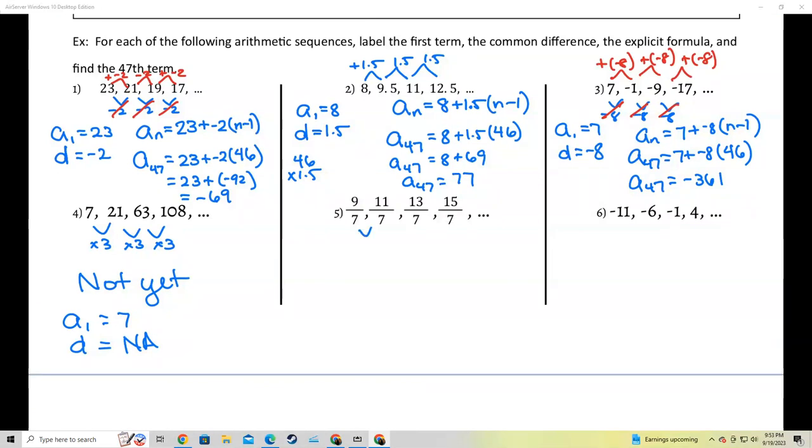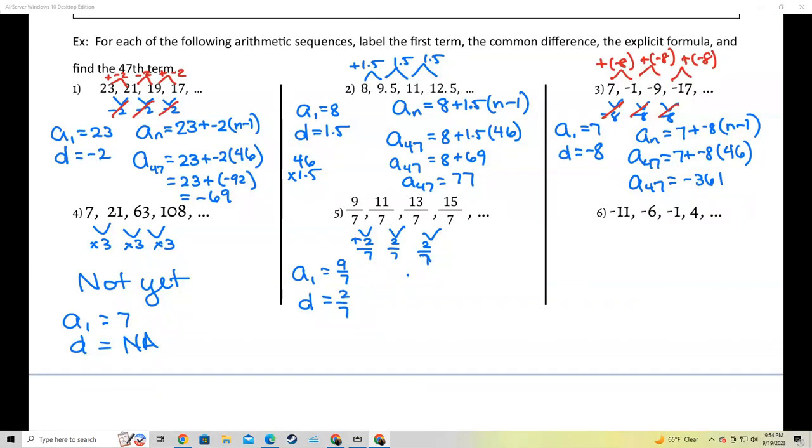So this is going to be a plus 2 over 7. And if I add another 2 over 7, and if I add another 2 over 7, yep. Remember, when you're adding fractions, the denominators stay the same, but the numerators are the ones that change. So yeah, I'm adding 2 on the top, and it's 2 sevenths. I keep the denominators the same. So what's my first term? My first term is 9 over 7. What's my common difference? My common difference is 2 over 7.